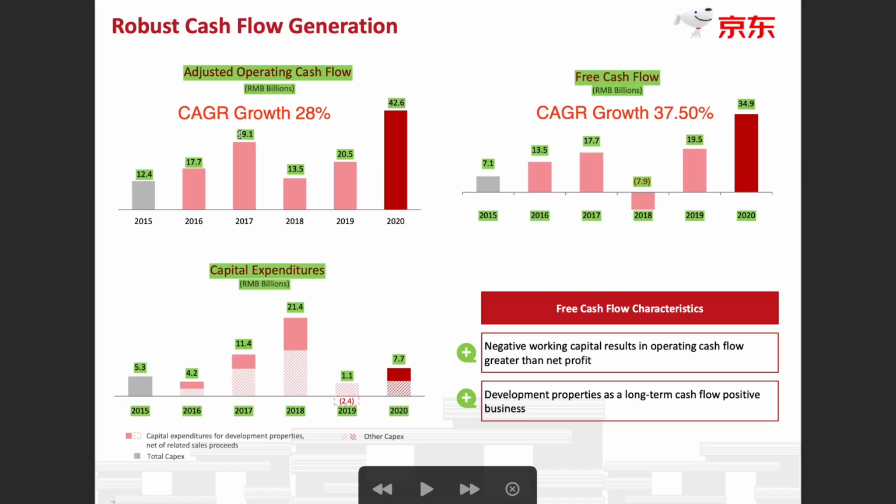The second assumption I'm making is that JD's operating cash flow will grow approximately between 10% to 28% each year for the next 5 years. In comparison, JD's operating cash flow grew at a compound annual growth rate, CAGR, of 28% between 2015 and 2020.